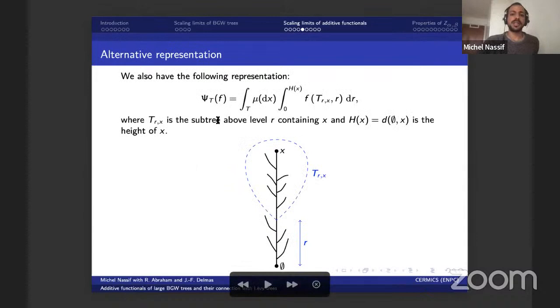So I already gave maybe one representation of this measure psi, but here's another one. You pick a node x or a leaf x according to the measure mu, and then you integrate between zero and the height of x this quantity right here, where T_r^x is the subtree above level r which contains x. So you take a leaf x, you look at level r, and you take the subtree starting at this level which contains x, and this is T_r^x. So you get this representation of the measure psi.